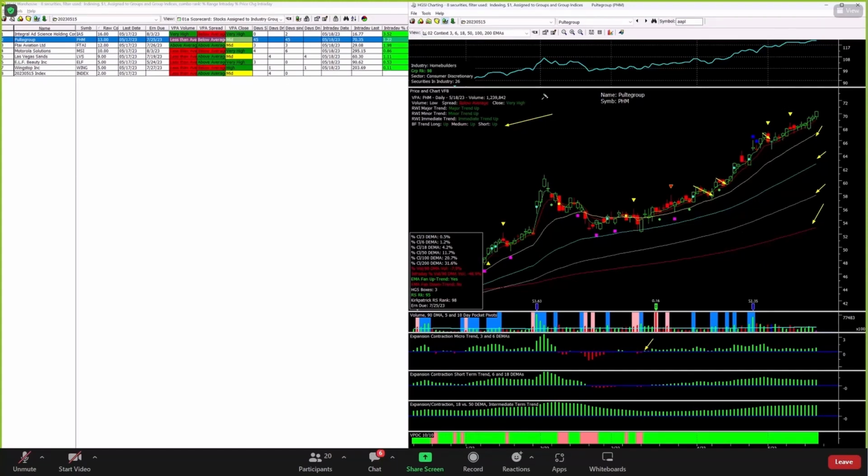And then here is your VPA or the Wyckoff information. Yesterday, actually this is today's. I click on this. This is today's. Volume's low, the spread's below average, and the close is very high right now. Do you have any questions on any of this?